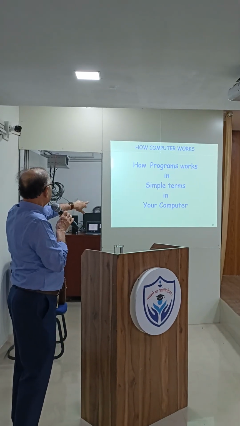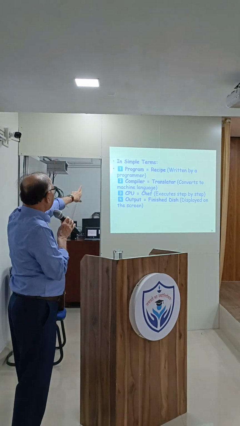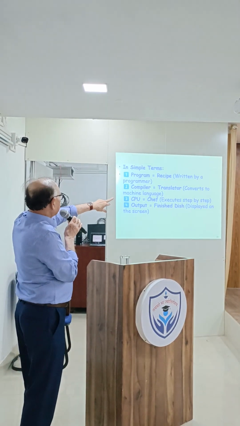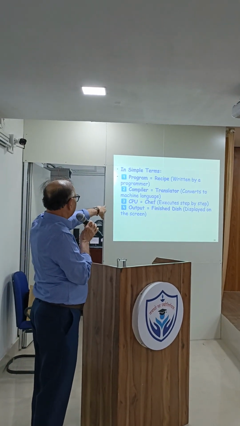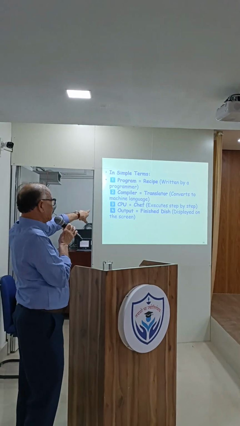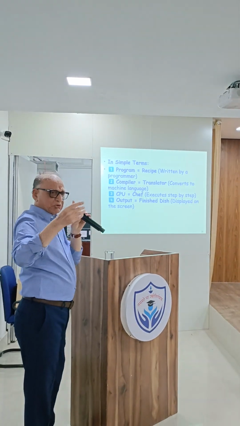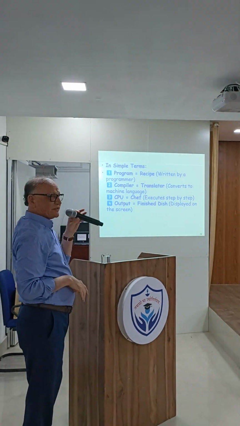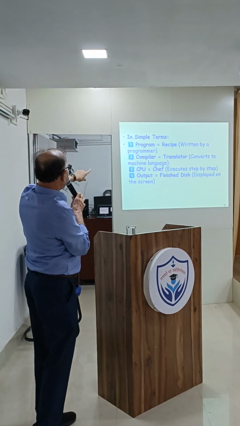Next one. Next. See, in simple terms, a program is a recipe written by a programmer. Compiler is a translator, which converts it to machine language. Then it goes to the CPU. CPU is the chef which executes step by step. Chef means one who cooks. Yes, sir. And then it gives the output, a finished dish, that means the display, you get the result on screen as 5.